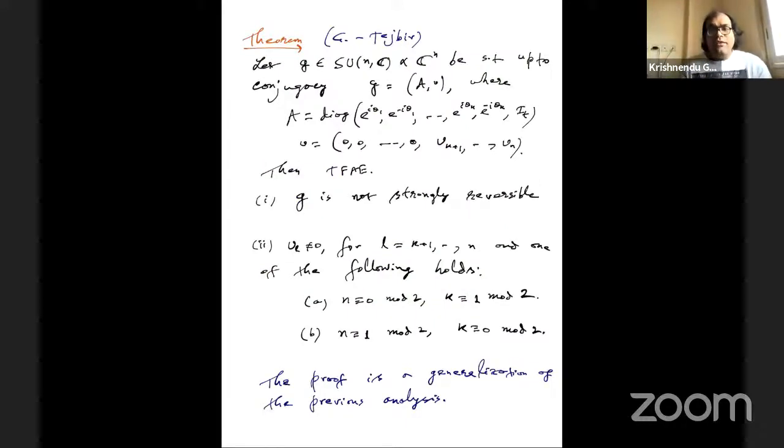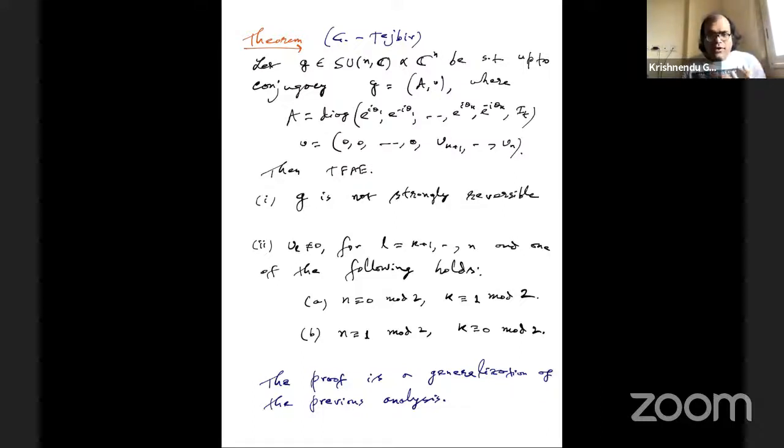And here is the theorem. Take an element in SU(n), C semi-direct product Cn. Suppose up to conjugacy it is of this form, just like what we did in the example; we are generalizing that. Then the following are equivalent. G is not strongly reversible if and only if this vector v_l is non-zero for all l equal to k+1 to n, and one of the following holds: either n is even and k is odd, or n is odd and k is even.